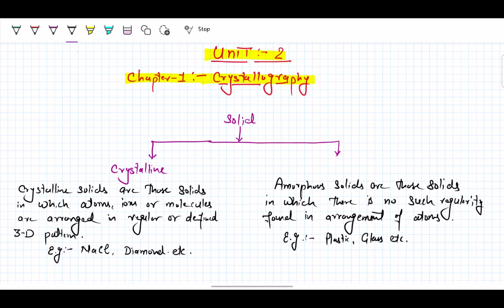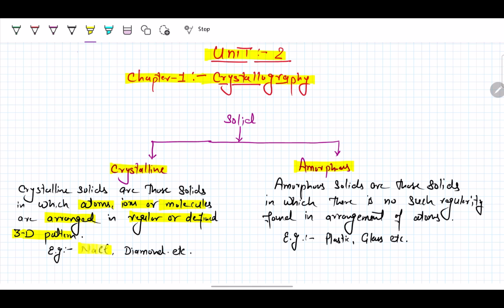So again, solids are categorized into two categories. One is crystalline solids and the second one is amorphous solids, right? Crystalline solids are those solids in which atoms, ions or molecules, which are the constituents of matter, are arranged in a regular or defined three-dimensional pattern. This is a very important point about crystalline solids.